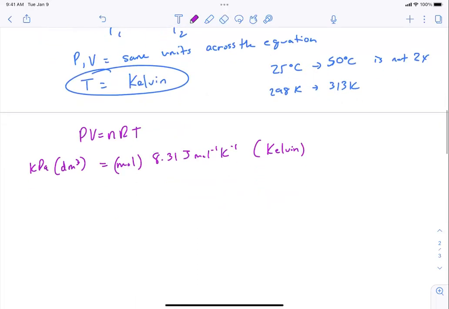Now, some textbooks will choose to do pascals and meters cubed. That's fine. It's actually the same. These are interchangeable because the prefixes are equivalent.